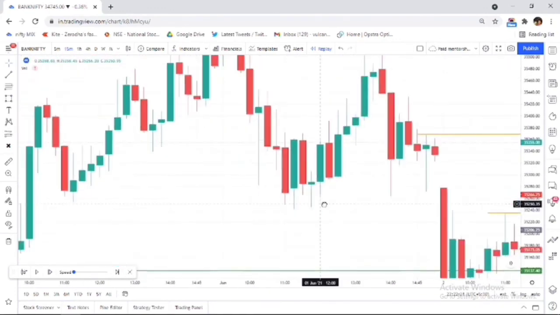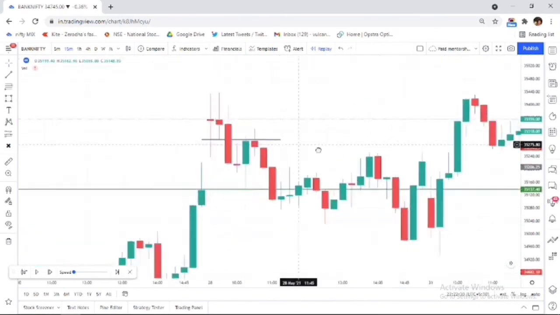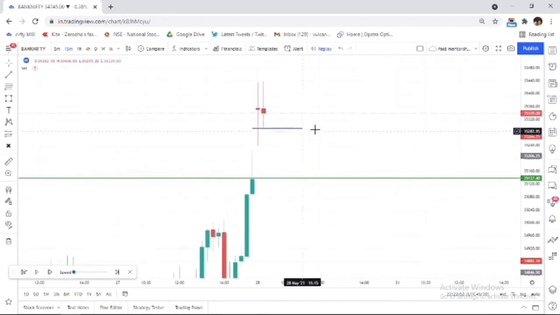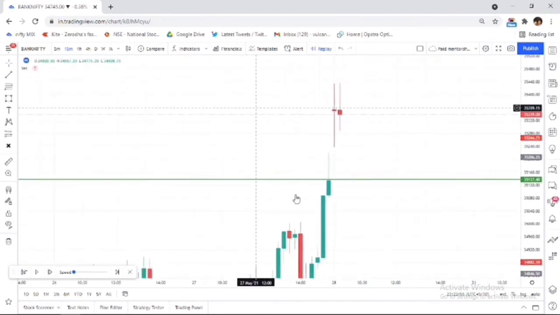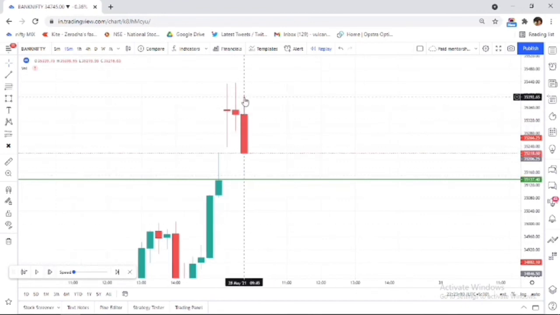Now try to see the selling setup once more. What happened here: the market just opened at 9:15, and after that it broke the first and second candle with momentum.